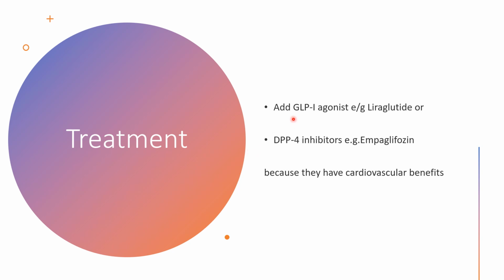Treatment. You can add GLP-1 agonists like liraglutide or DPP-4 inhibitors like empagliflozin. Why that? They have cardiovascular benefits. But I'm not in favor of one medication over the other. I'm just presenting the facts here. I don't know the manufacturing companies for these drugs. I'm just presenting the facts.